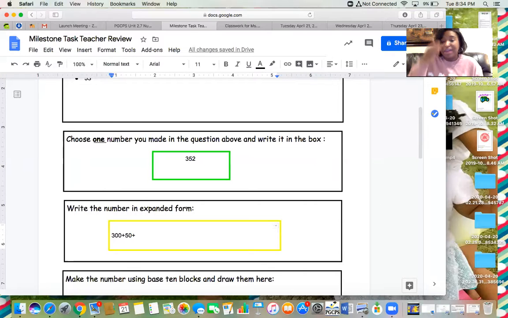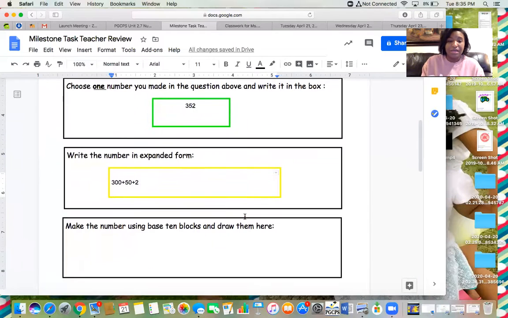Good job. All right, and then how many ones do I have left? Look at the number in the green box. How many ones are left in the number 352? Think to yourself. Say it out loud. Great job. You should have said the number 2. There are 2 ones in the number 352. And then that's what my number looks like in expanded form. Great job. 352. Next, it says to make the number using base 10 blocks and then draw them here.